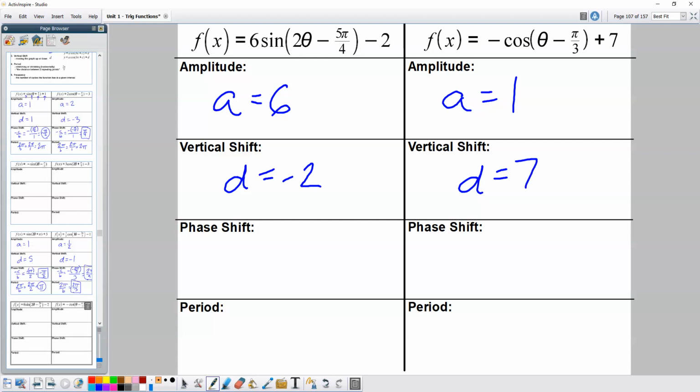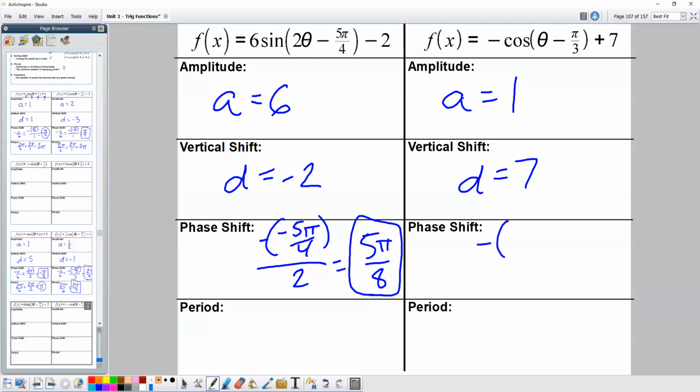Phase shift is negative C over B. So this would be negative negative 5 pi over 4 over B, which is 2. So I think that's 5 pi over 8 maybe. This is negative C over B. That would be negative negative pi over 3 over B, which is just positive pi over 3.